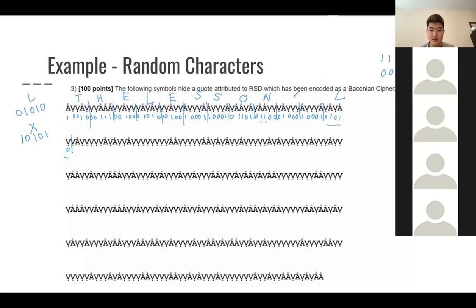Oh, I think it's actually the lesson. So this is I, and then this is another S. So the lesson is L. Just for actually knowing what the quote is, let's continue. All right, we said this was A.